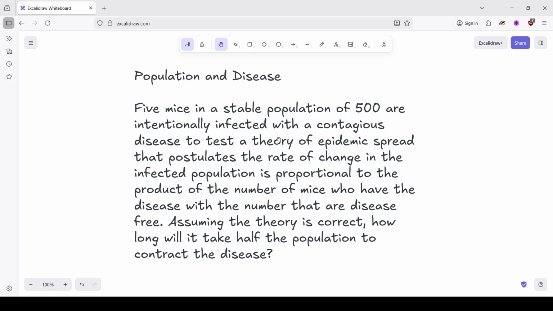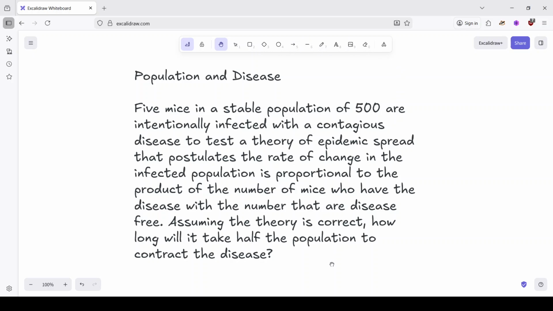Okay, so for the first example, for population and disease, we have 5 mice in a stable population of 500 are intentionally infected with a contagious disease to test a theory of epidemic spread that postulates the rate of change in the infected population is proportional to the product of the number of mice who have the disease with the number that are disease free. Assuming that the theory is correct, how long will it take half the population to contract the disease?